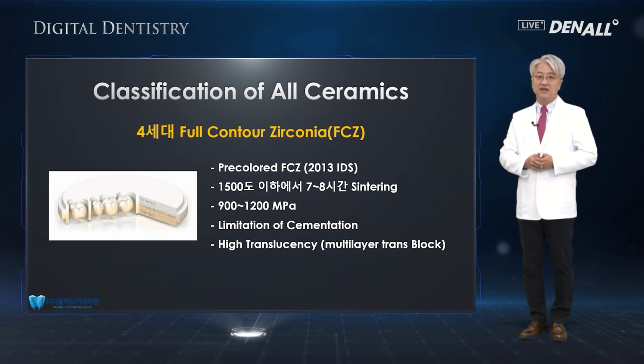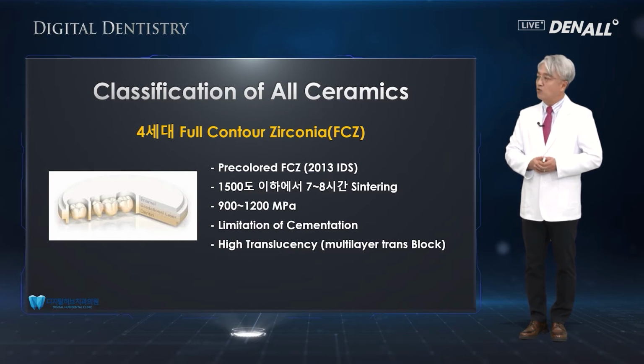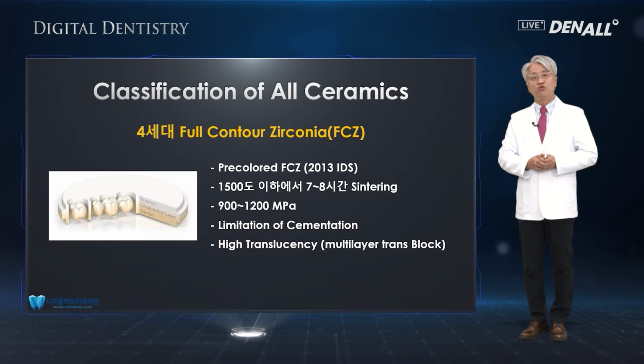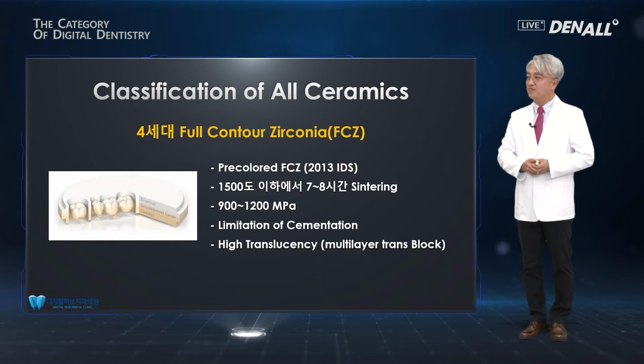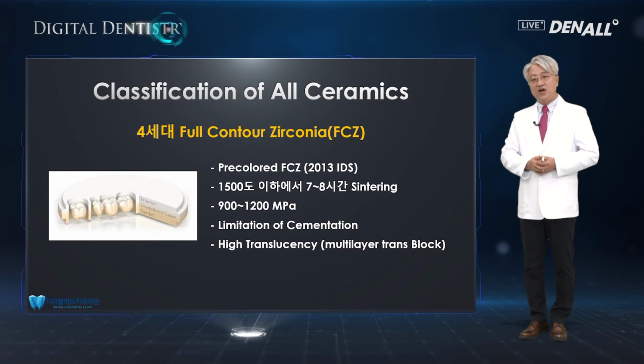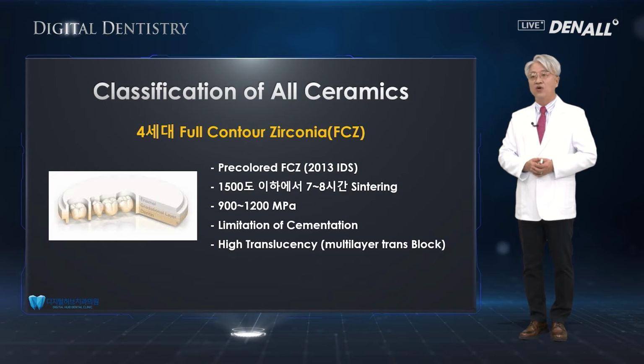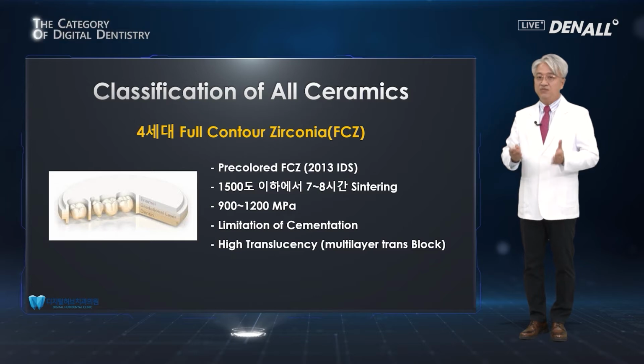And with crystallization, strength and color have improved. The strength is about 900 to 1200 megapascal, so even on the posterior side, in a bridge, it can stay strong. Except that compared to resin or ceramics, in terms of cementation, it's not resin cemented. So compared to resin cement, I think GI cement is mostly used now. But overall, clinically, there's not much of a problem.